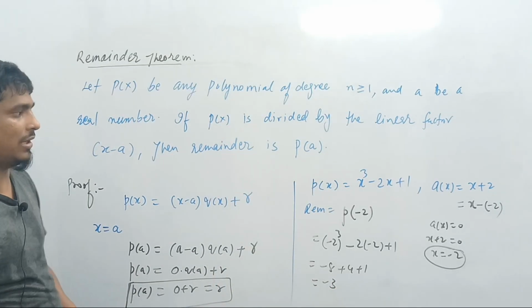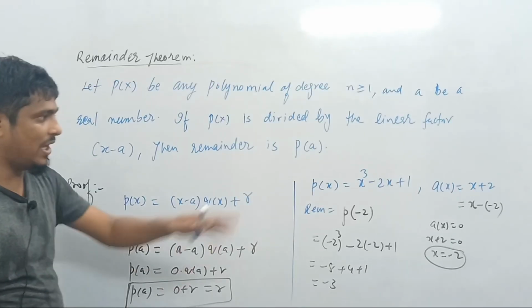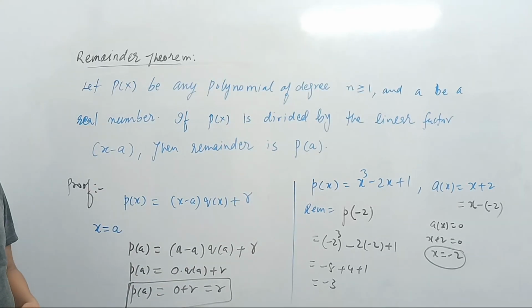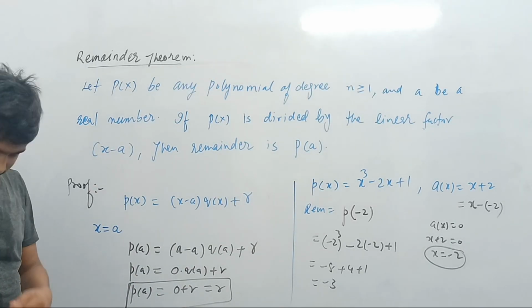I hope this is clear. So we'll explain a few more examples based on the remainder theorem, and then we'll move to the factor theorem.